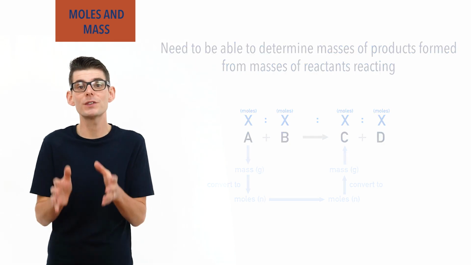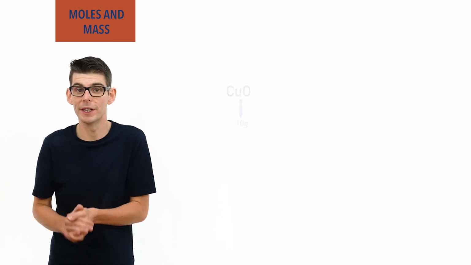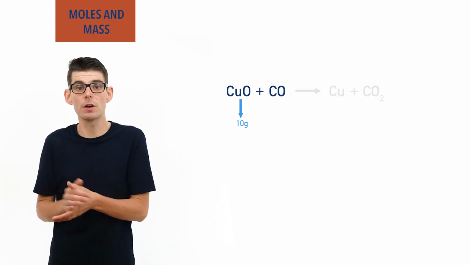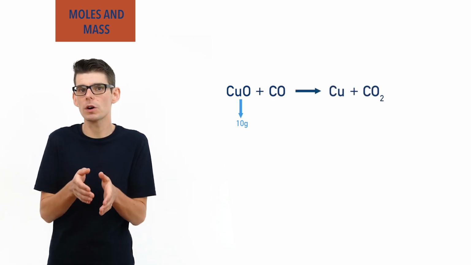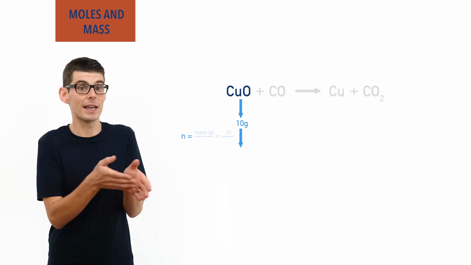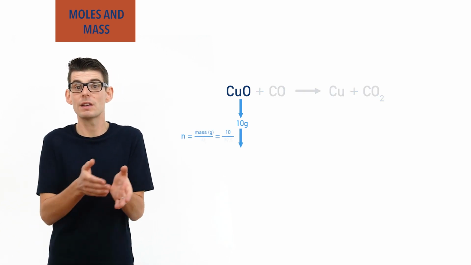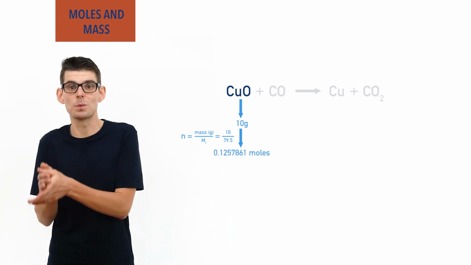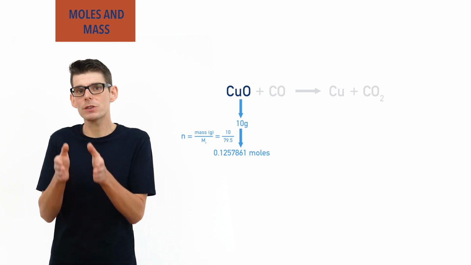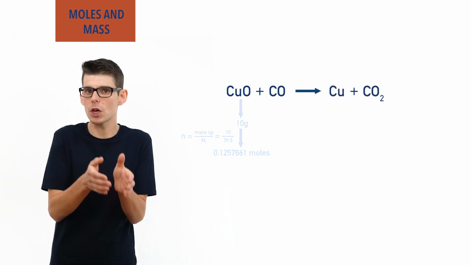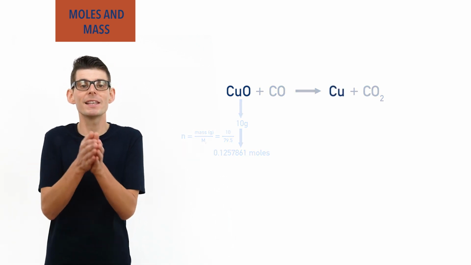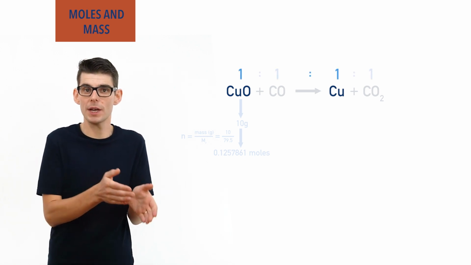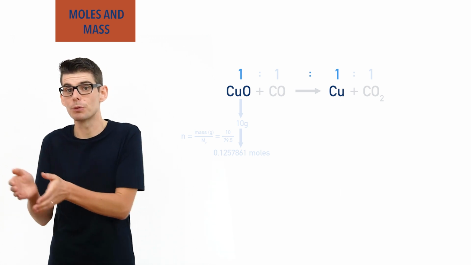For example, if 10 grams of copper-2 oxide reacts with carbon monoxide completely to form copper and carbon dioxide, the moles of copper-2 oxide reacting equals mass, 10 grams, divided by Mr, 79.5, giving 0.1257861 moles. The balanced equation shows us the molar ratio of copper-2 oxide to copper is 1:1. For every 1 mole of copper-2 oxide that reacts, 1 mole of copper is produced.